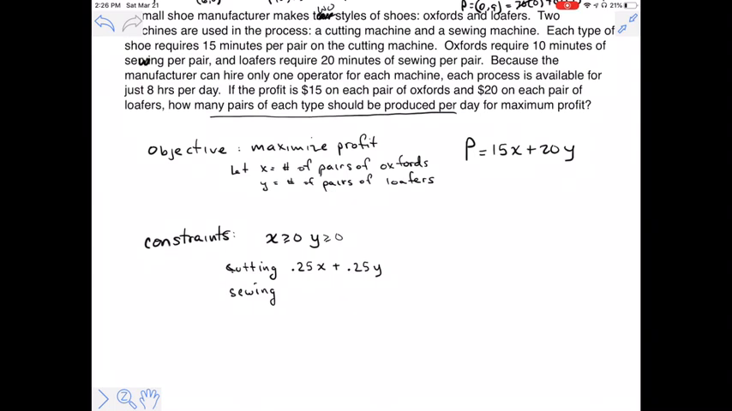And then the cutting process, it says each machine or each process is only available 8 hours a day. So it takes 0.25, or a quarter of an hour, for cutting, and that whole process is only available up to but not exceeding 8 hours. So it needs to be less than or equal to 8.